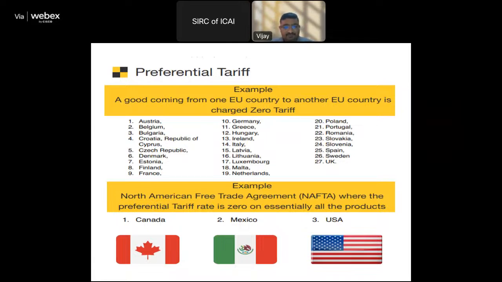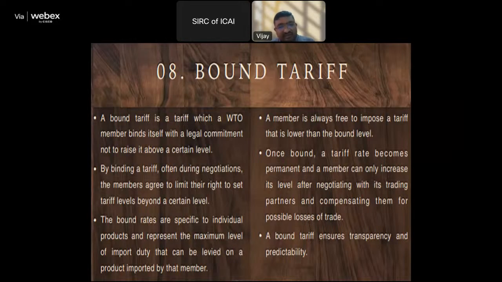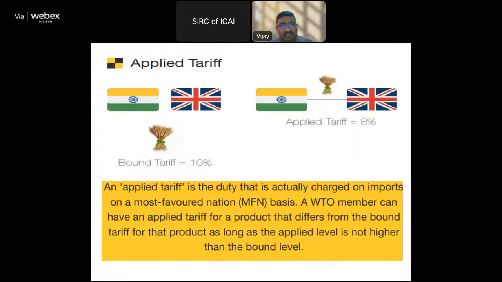NAFTA, the North American Free Trade Agreement. Then the bound tariff. Here the lower rate and higher rate will be there, so customs duty will not increase beyond a certain rate. For example, sir, minimum customs duty will be 5%, maximum will be 20%. So the nation can't charge beyond 20%. That is what bound tariff is.